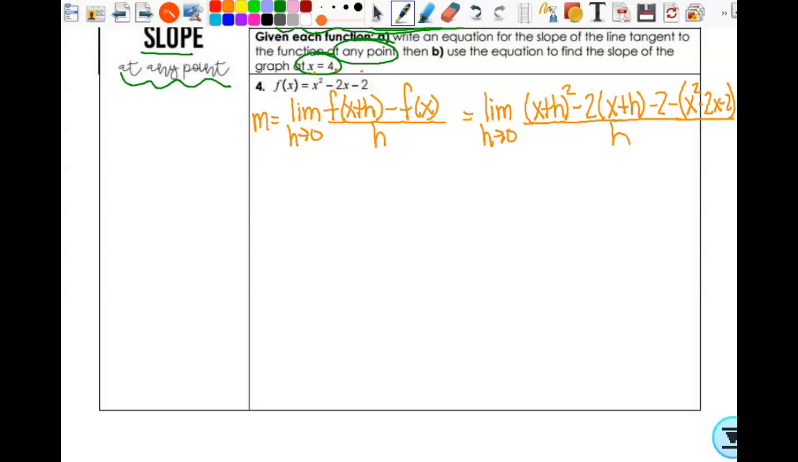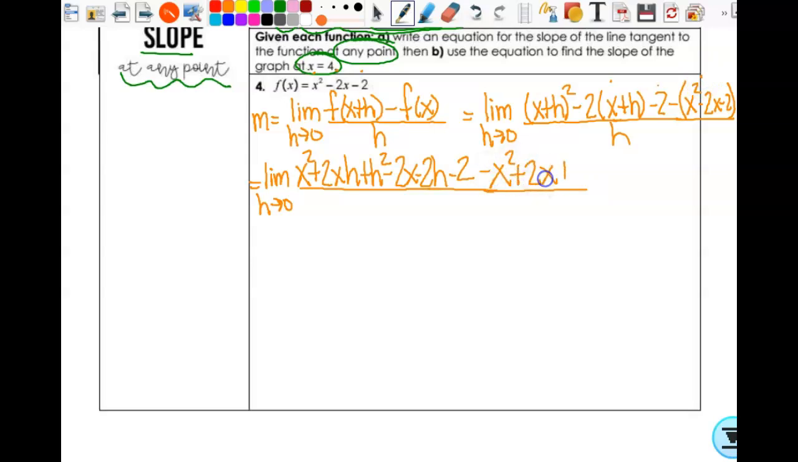All right. So then I get the limit as h approaches 0 of, when I square x plus h, I'm going to get x squared plus 2xh plus h squared. Then when I distribute this negative 2, I'm going to get negative 2x minus 2h. And then I have this minus 2 right there. Then I have to distribute the negative in here, so that will be minus x squared plus 2x plus 2, all over h.